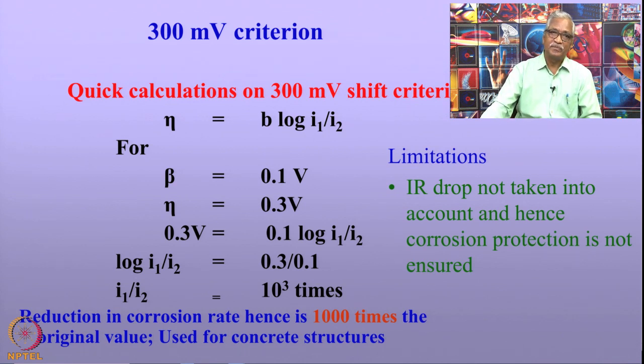However, there is a limitation. The limitation is very much similar to the first criterion of cathodic protection, that is minus 0.85 volt: the voltage drop, called IR drop, due to the soil. That cannot be accounted for in the 300 millivolt criterion. In fact, for that reason, this criterion has now been taken off from the normal standards. But it is still being used for structures such as concrete structures, because we do not know the true potential of the steel rebar.